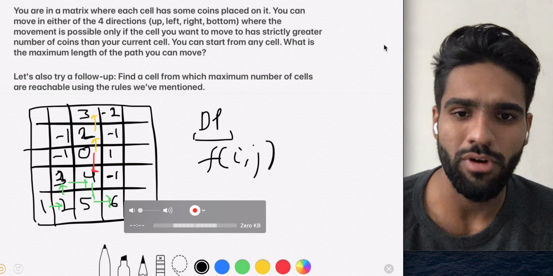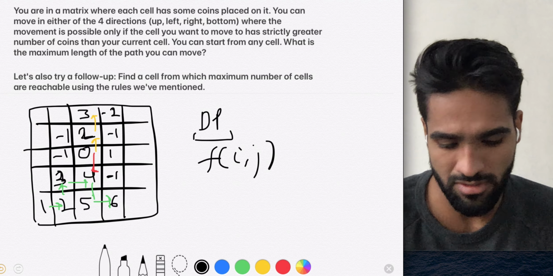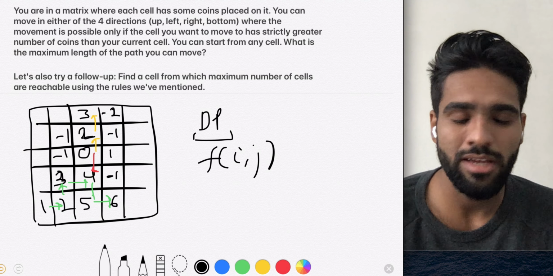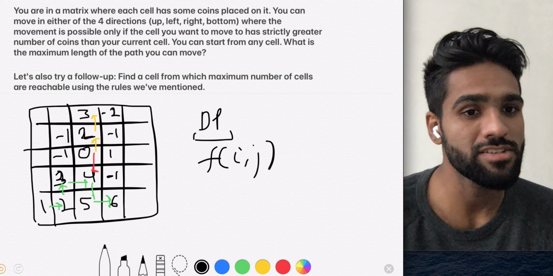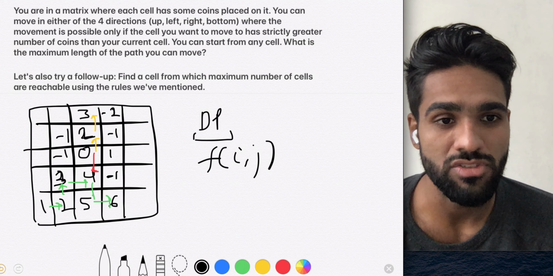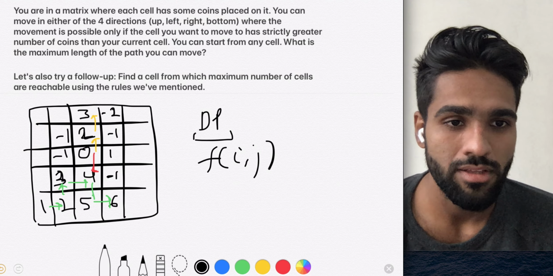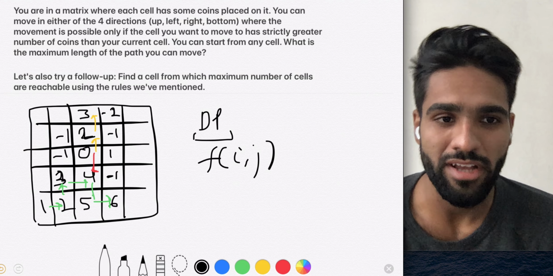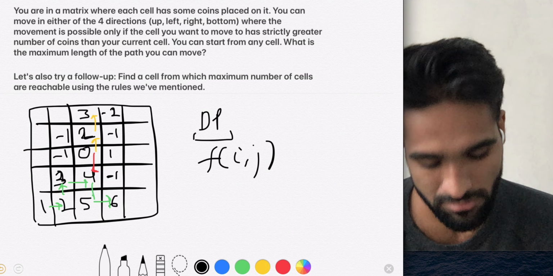So you say, okay, f of i j is my answer. And f of i j is basically the length of the longest path which starts at cell i comma j. Then our answer is basically taking the maximum of this function over all cells, right?